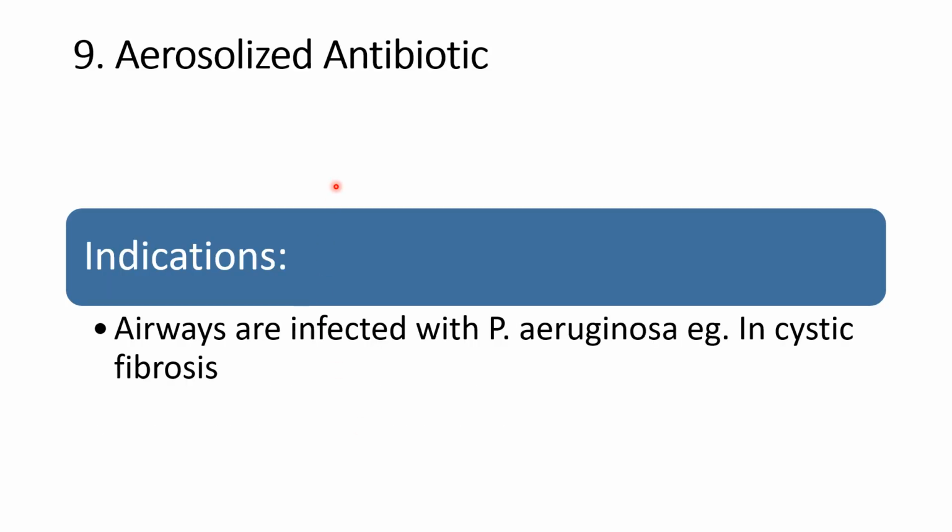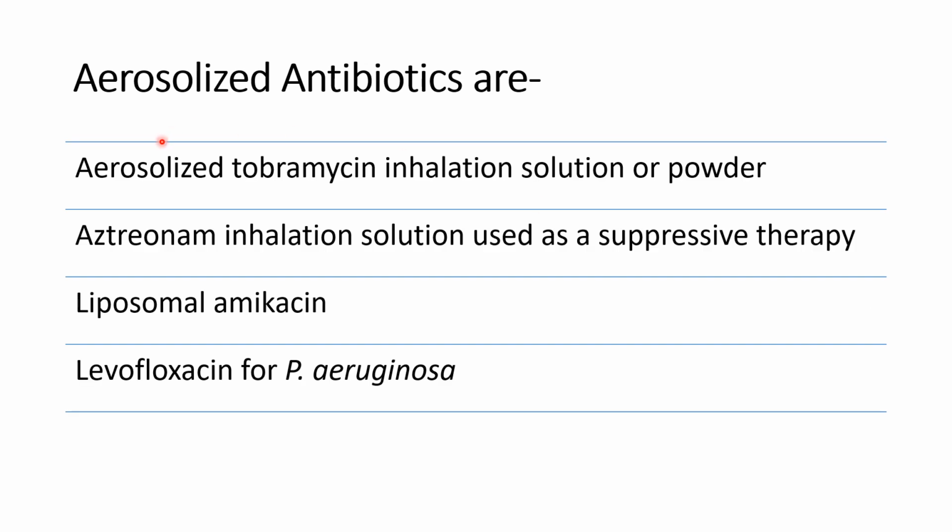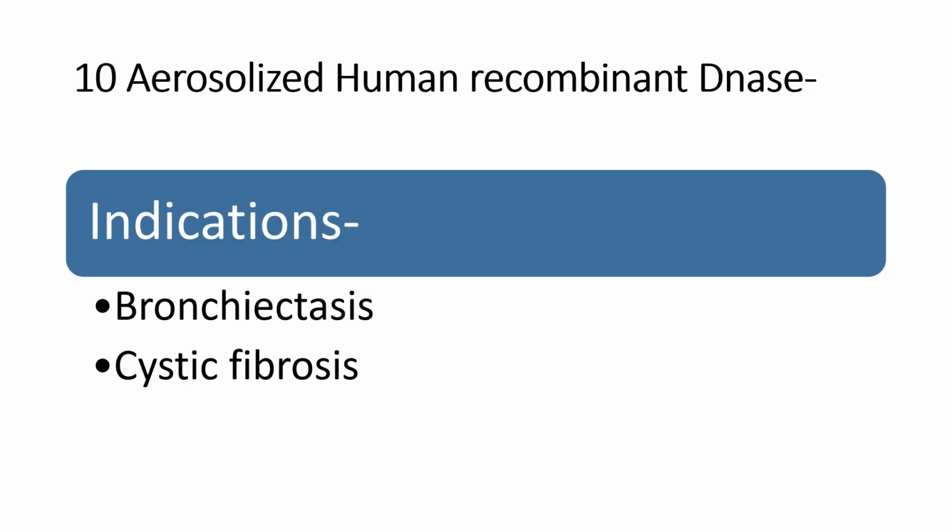Another drug is aerosolized antibiotics, which are indicated whenever the airways are infected with Pseudomonas aeruginosa, especially in cystic fibrosis. So we can give the antibiotics tobramycin, aztreonam, amikacin, levofloxacin. Inhaled tobramycin is very effective, and other drugs are also effective against Pseudomonas by the inhalation route.